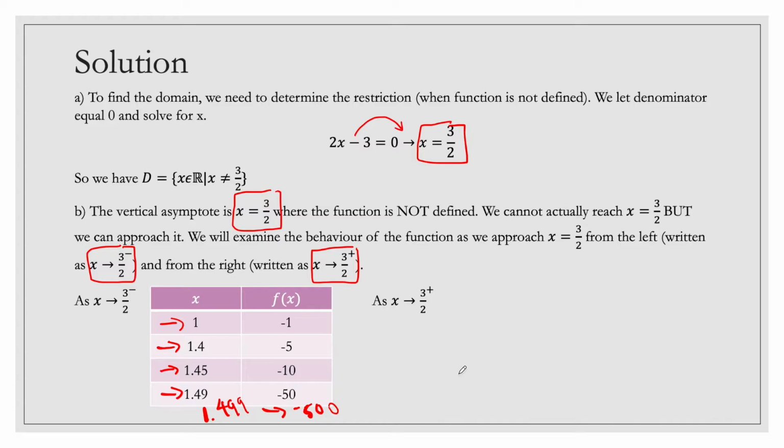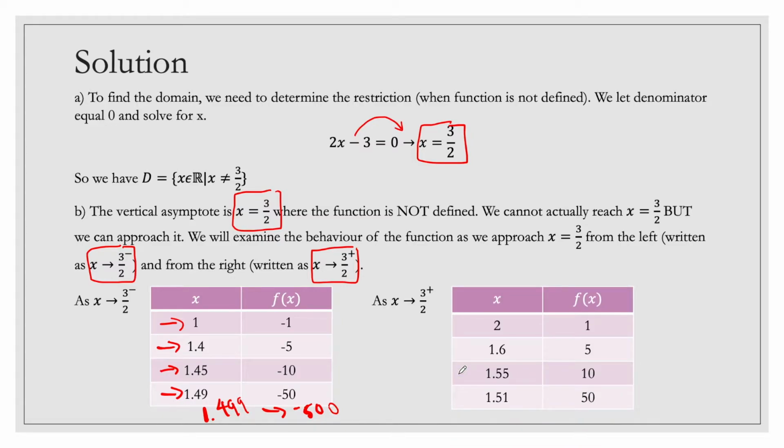As we approach it from the right, that means that we are going to be subbing in values that are larger than 3 over 2 and hopefully very close to it. So first we start with one that once again is a little further out. So we start with 2. Obviously 2 is close to 3 over 2, but not that much. And because it's not that close, it doesn't really give us any indication of what the graph looks like. It's a little far. Then we sub in 1.6.